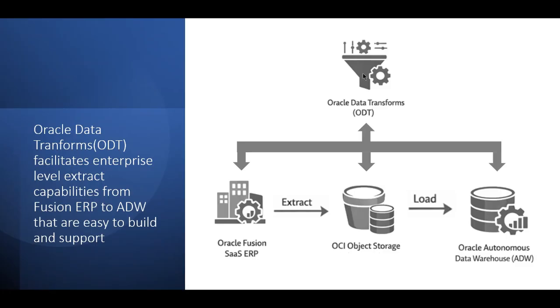I wanted to show this picture really quick because what it shows you at a high level is Oracle Data Transforms. That's your user interface to build your ETL. And it's your traffic cop between all three of these different systems. You got three systems in play here. Fusion ERP using the BI Cloud connector that they provide. Object storage, which is the middle ground that takes the files from Fusion and then gives them to ADW. And then you have ADW, which is where Oracle Data Transforms is built.